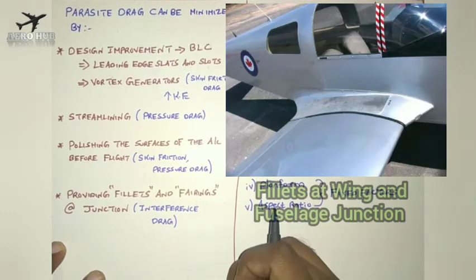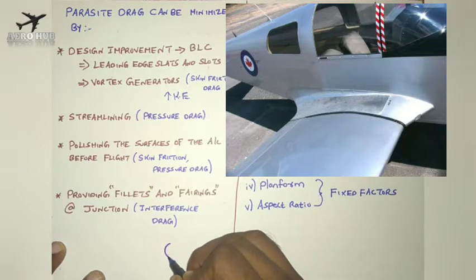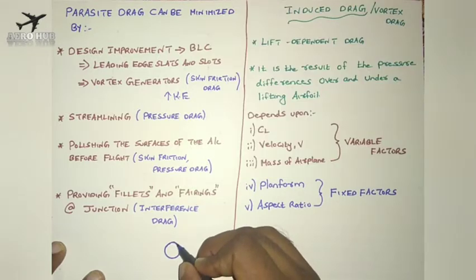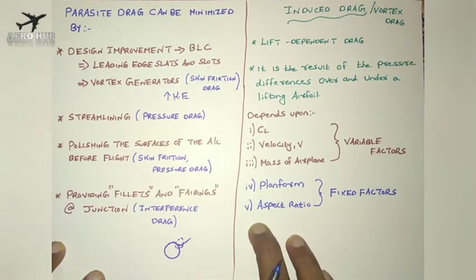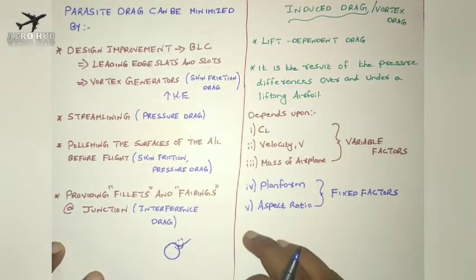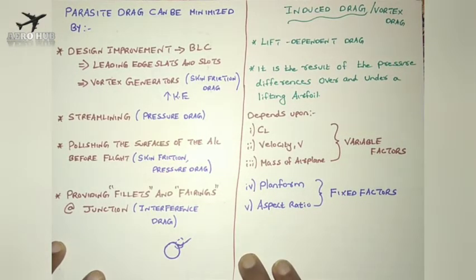Then providing fillets and fairings at the junction. For example, this is the fuselage, and at the junction of the fuselage and the wing, we will provide a certain fillet like this. This is called a fillet, and this will reduce the interference drag. The main drag is skin friction drag. We have to do some design improvement, and streamlining is always done in aircraft maintenance as well as while manufacturing the aircraft. So we have discussed zero lift drag, which is also called profile drag.